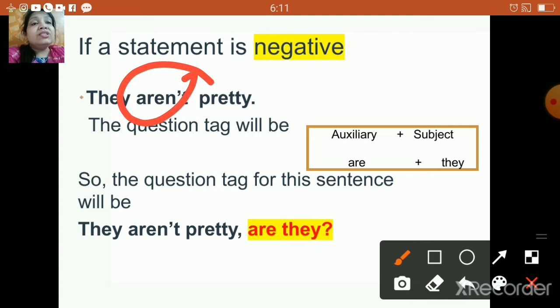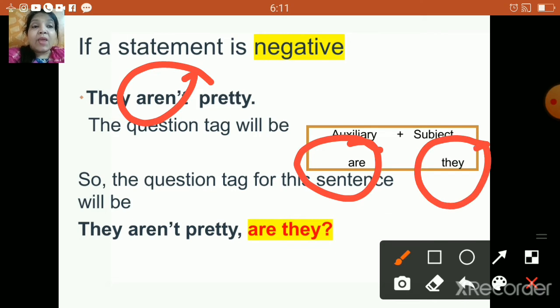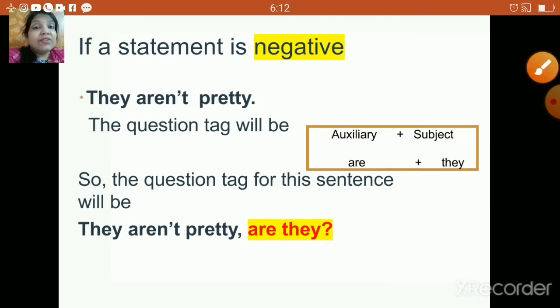Quickly, let us check the auxiliary. The auxiliary is are over here and the subject is they, right? So now, they aren't pretty. You have to add one comma and then add a positive question tag saying, are they? Yes. So your correct statement will be, they aren't pretty, are they? Right? So yes, see children, this was very easy. Let us take one more example.